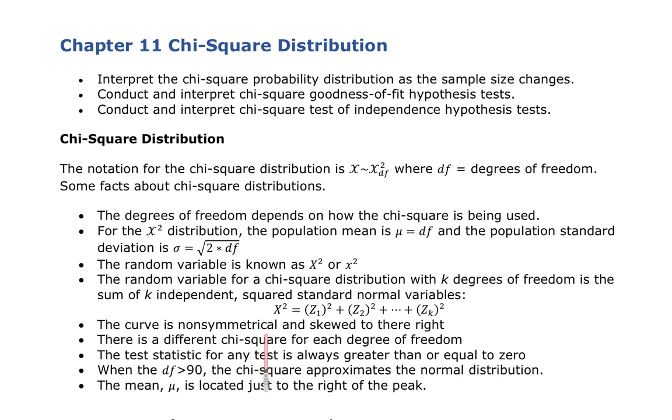The curve is non-symmetrical and skewed to the right. There is a different chi-squared for each degree of freedom, so that makes life that much more fun. Just be grateful we get to use Excel spreadsheets and we don't have to look this stuff up in tables like we used to have to back in the old days. The test statistic for any test is always greater than or equal to 0, so that's good to know. So we won't have to worry about taking the opposite of it if it ends up being negative, because it won't be negative. When the degrees of freedom are greater than 90, the chi-squared approximates the normal distribution. The mean mu is located always just to the right of the peak.